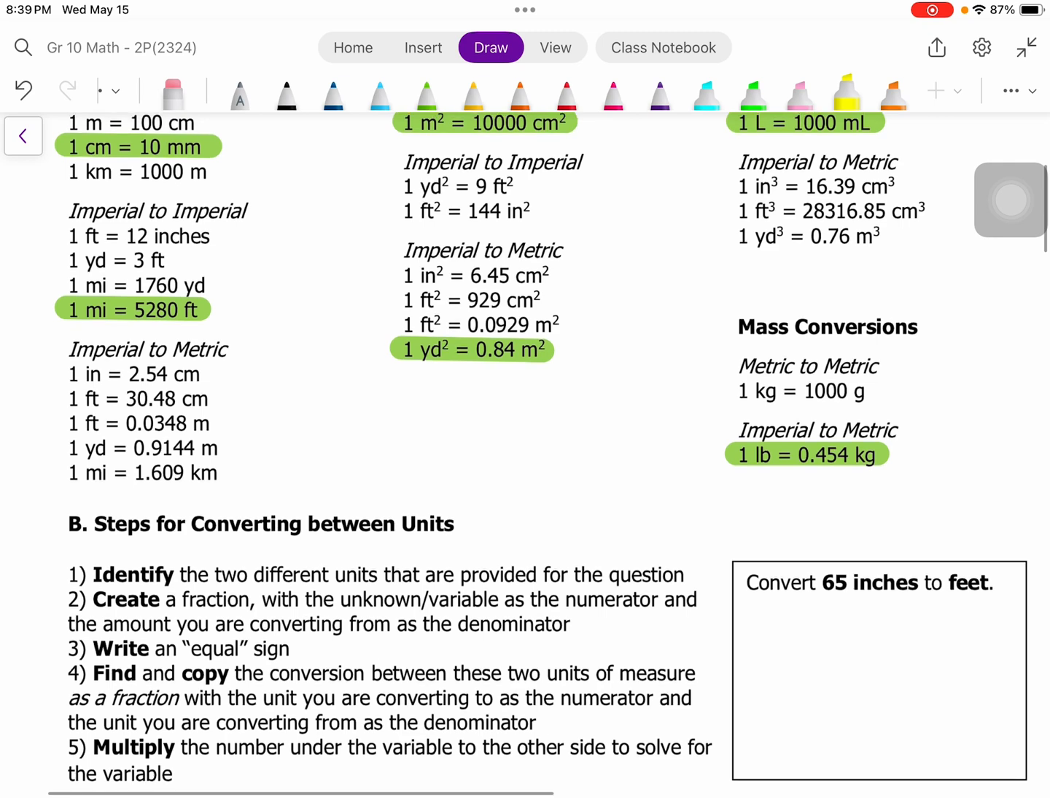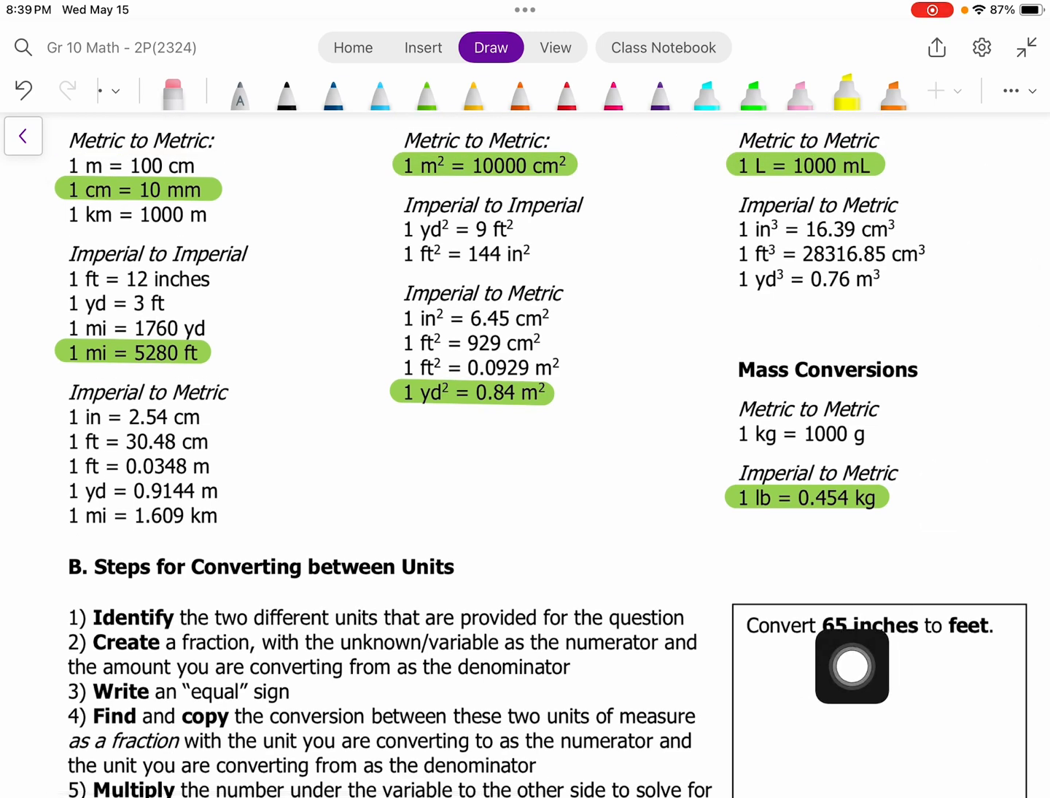We have one more that we're going to start with, and this one is converting between inches and feet. That is over here. So 1 foot is equal to 12 inches. This is going to set up my second fraction.